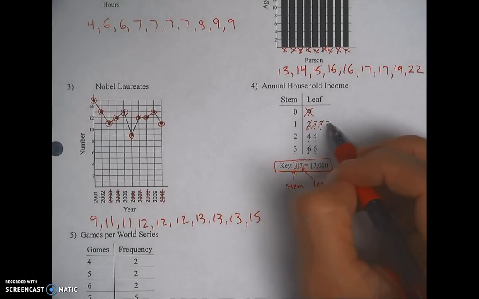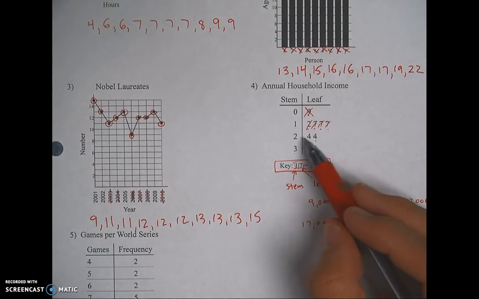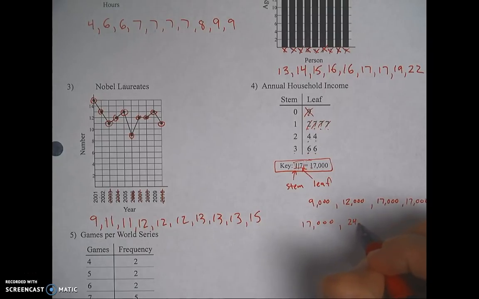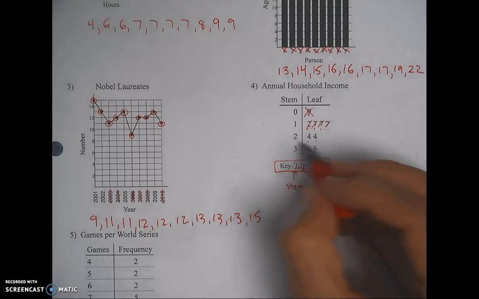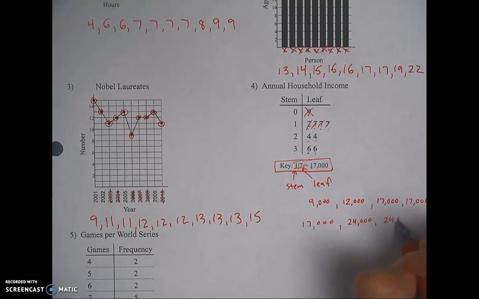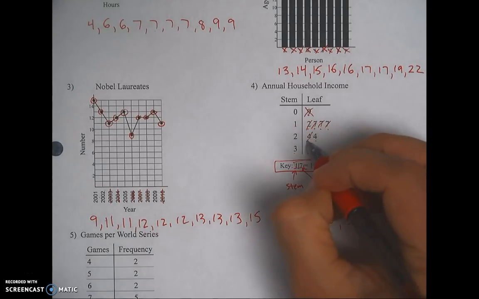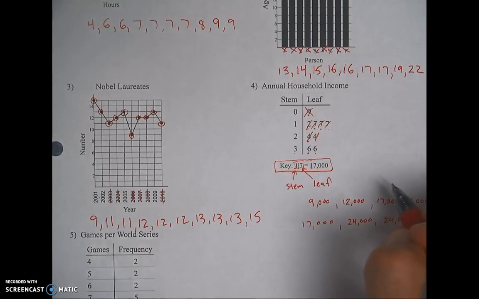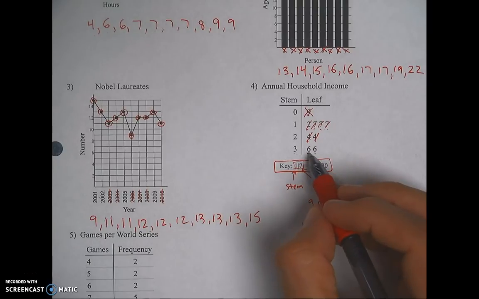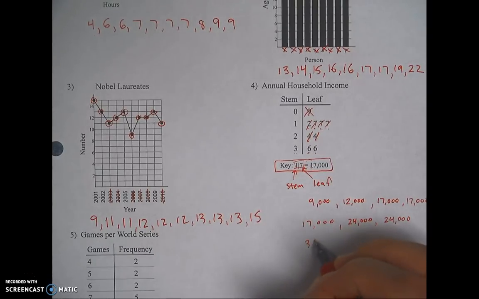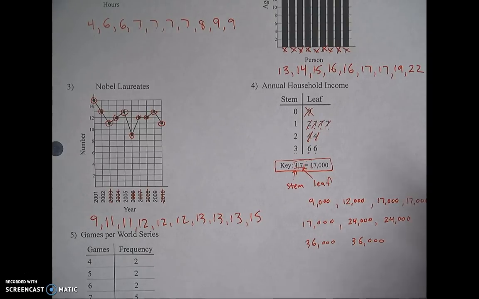Okay, I did those. Now I've got 24,000. I've got 2 of them. This is 24,000. This is 24,000. And then I've got a 36,000 and another 36,000. So that one's not so fun to write out because of all the thousands.